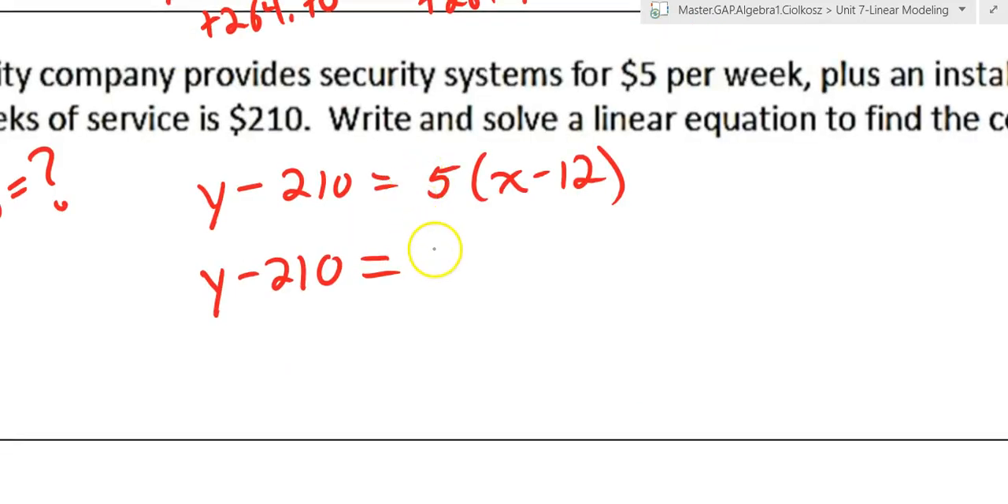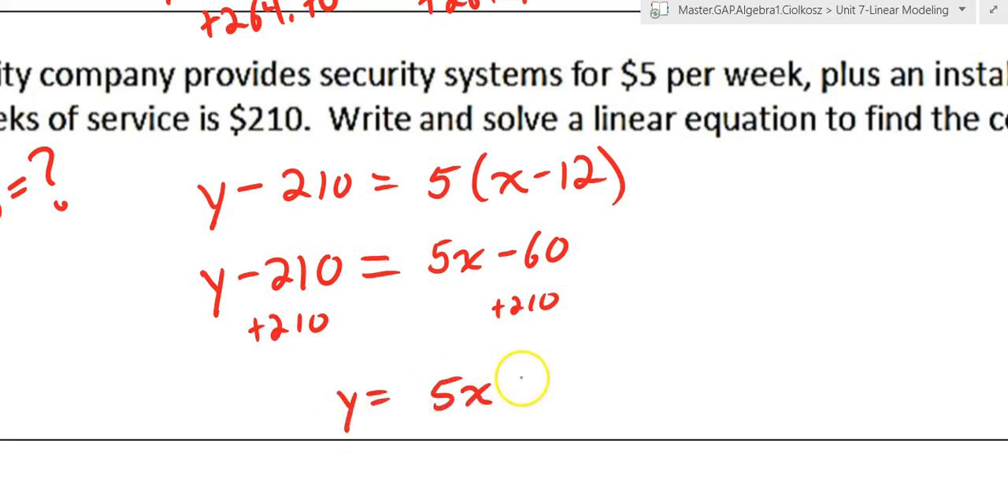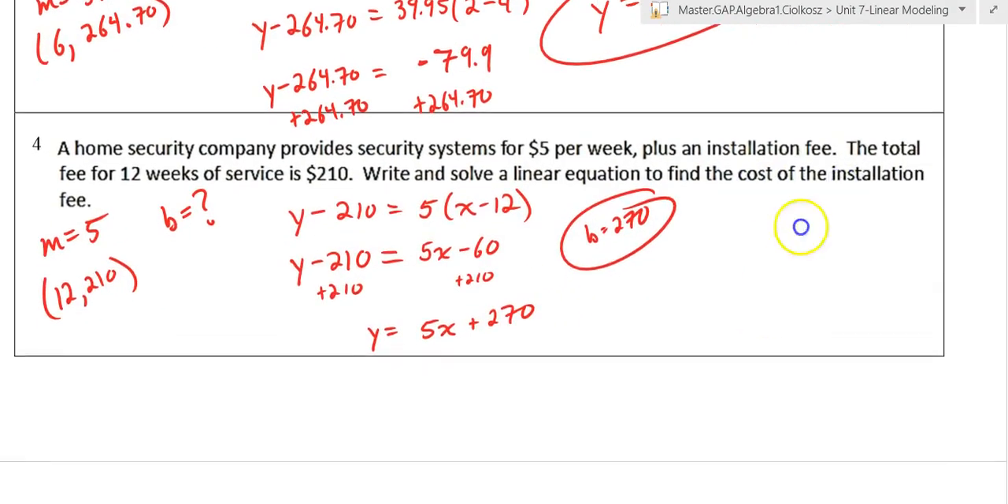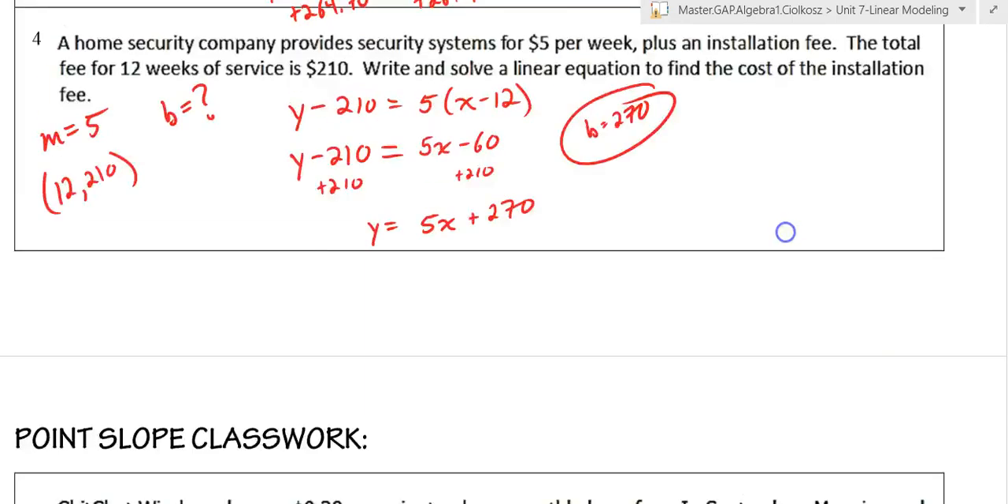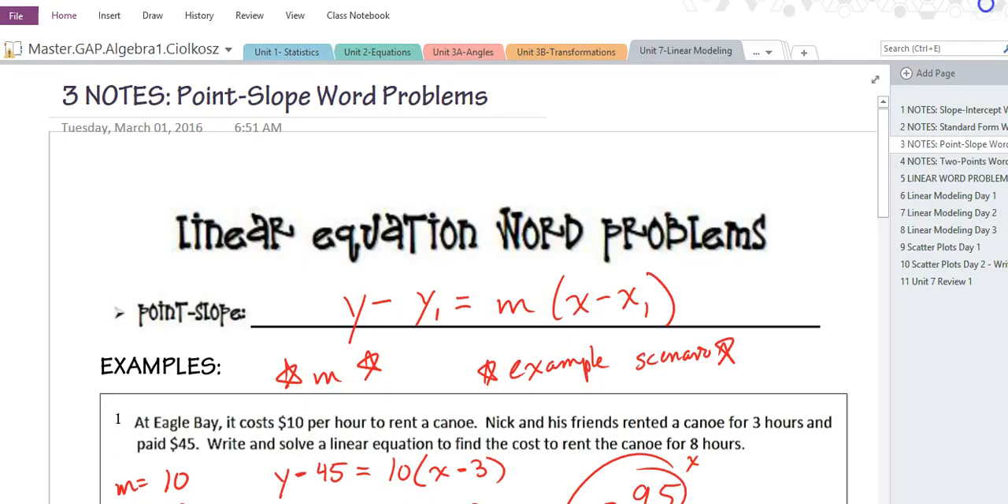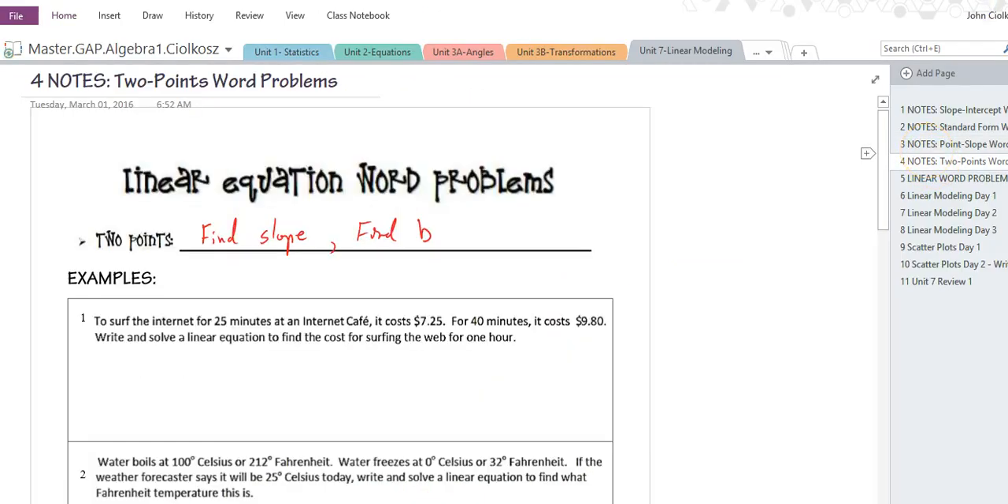So we're going to distribute here, so that gives me 5x minus 60. So we're in slope-intercept, so my B here is 270. So that is my initial cost. Once you've completed these, complete the rest of the problems here for your practice. Once you've done that, you can move on to 4 for some more notes.